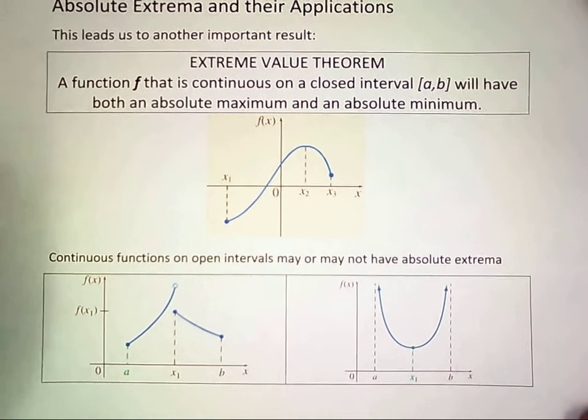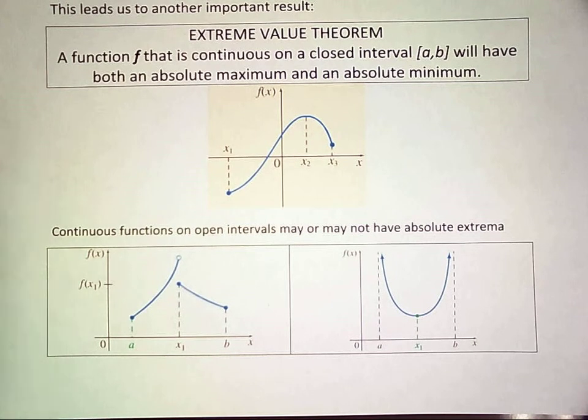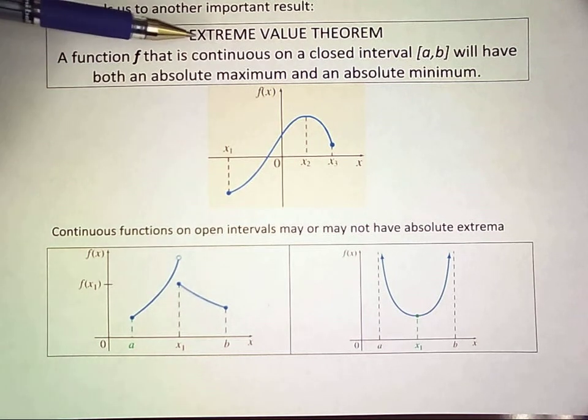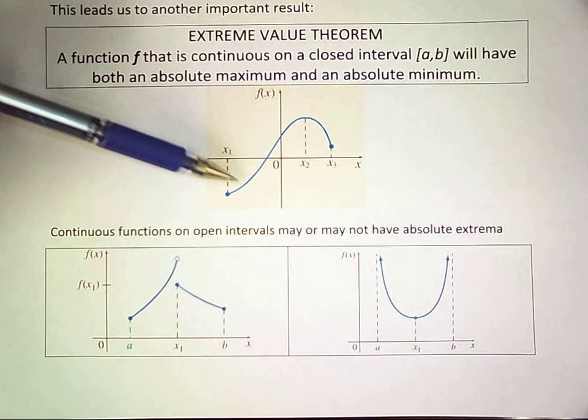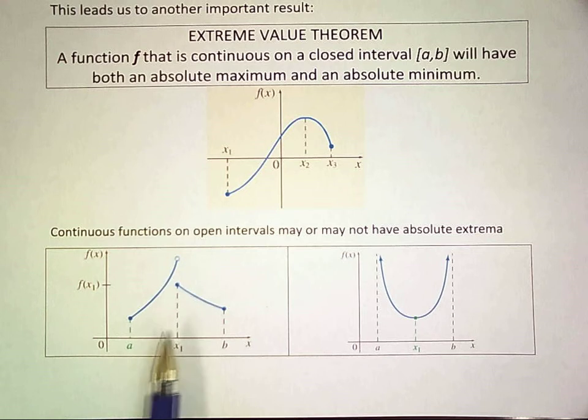Now, I want to end up my little intro to this topic by showing a violation of the extreme value theorem. As long as the function is continuous on a closed interval, the extreme value theorem applies, and you're assured of having a max and a min. However, if one of these conditions or both are not satisfied, you may or may not have absolute extrema.